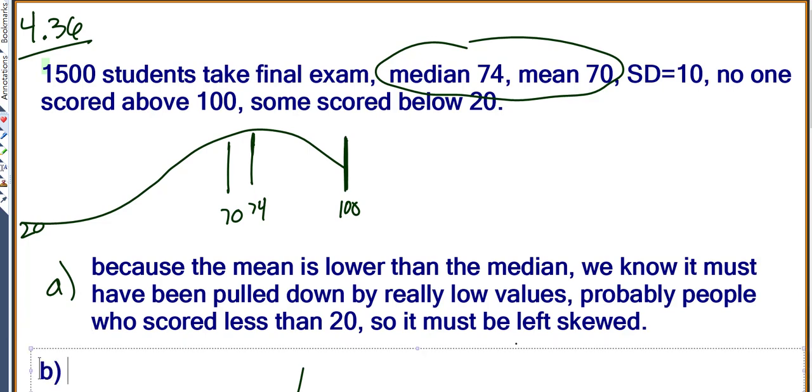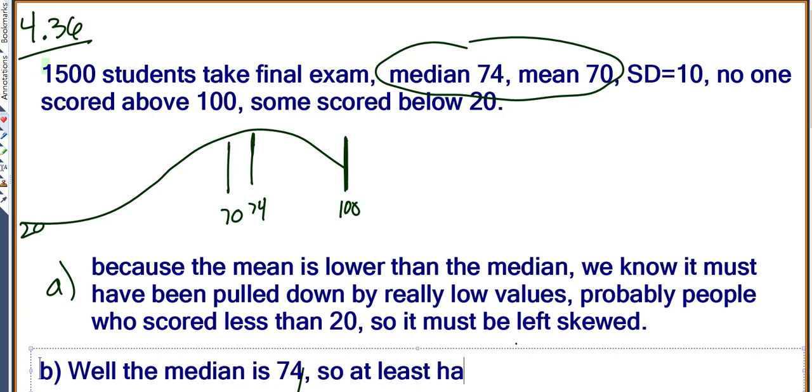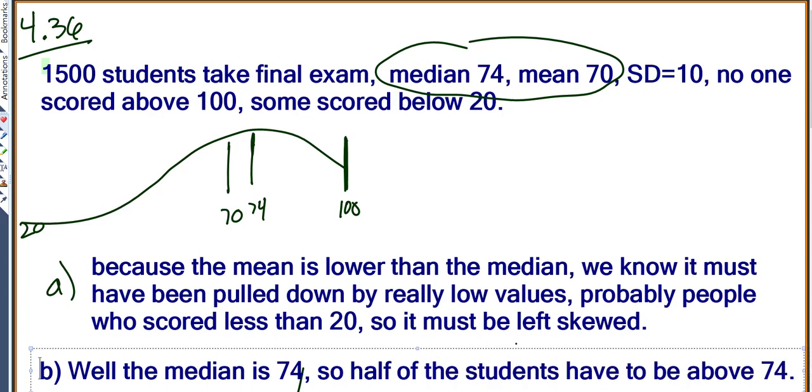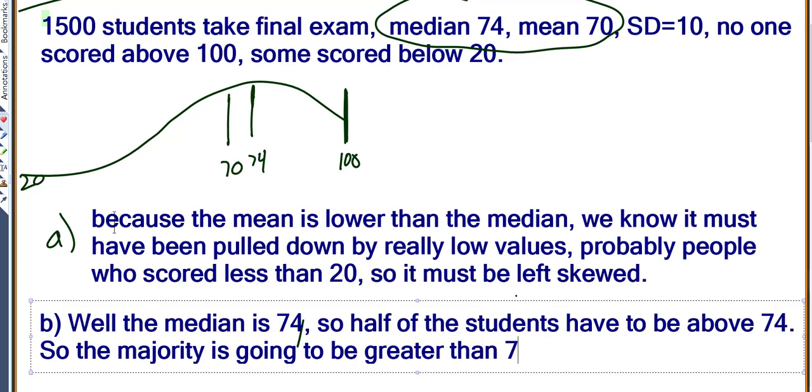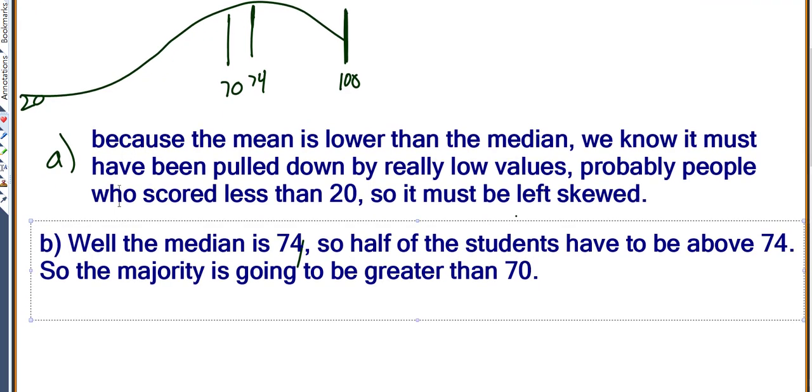Part B. Would you expect most students to have scored above or below 70 points? Well, the median is 74, so half of the students have to be above 74 because that's the definition of the median. It divides it in half. So if half of them are greater than 74, that would mean the majority is going to be greater than 70. So these problems are just kind of seeing, can you use some logic.